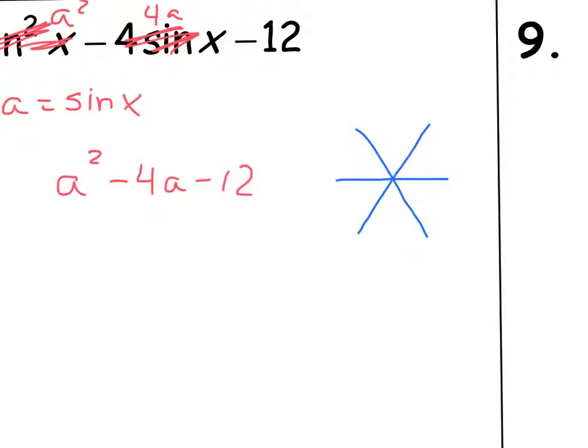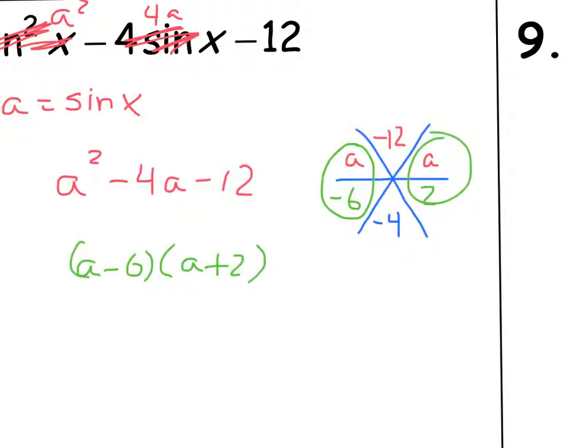So again, a times c, the coefficient here times the negative 12. So that's a negative 12 there. I also am just going to put a single a there and there. And my b, which is negative 4, goes on the bottom. Now I find my factors of negative 12 that add to negative 4. And the two factors are negative 6 and positive 2. So what are my factors here? a minus 6 and a plus 2.